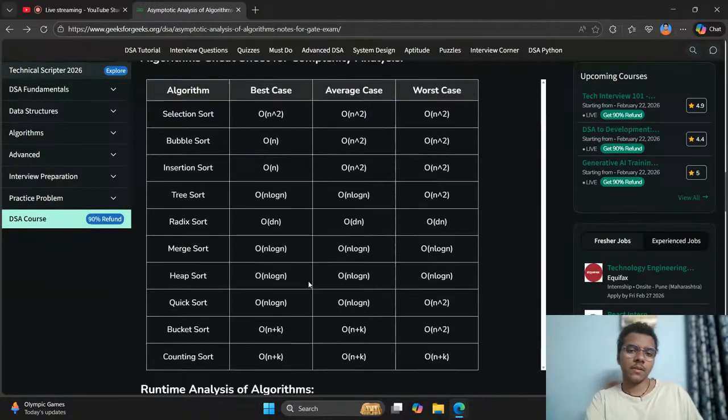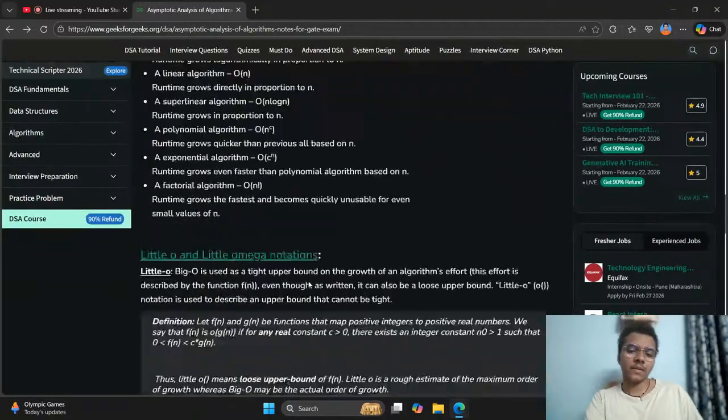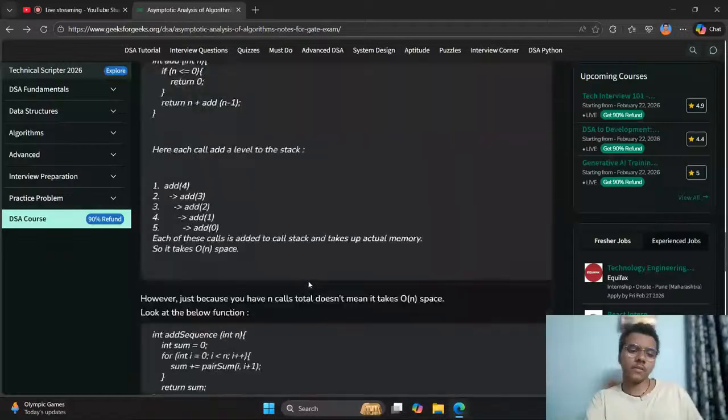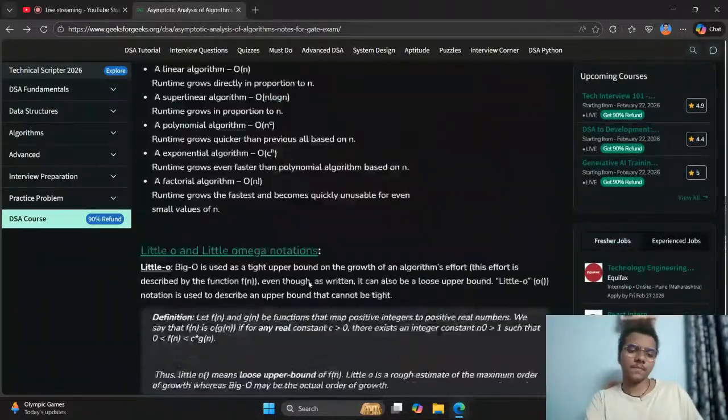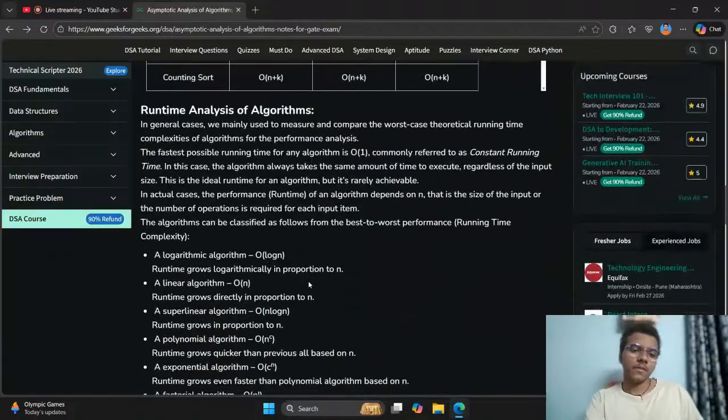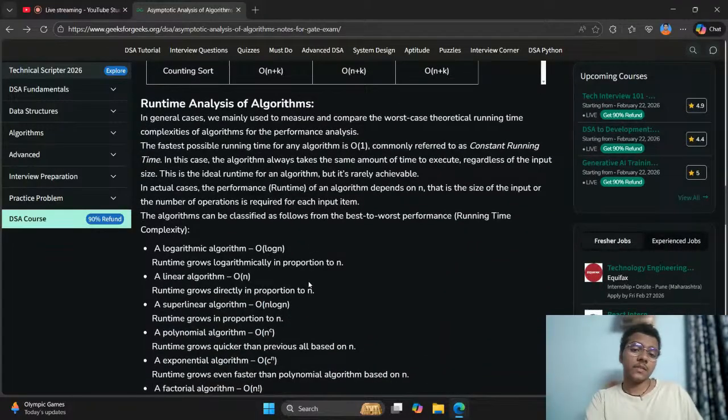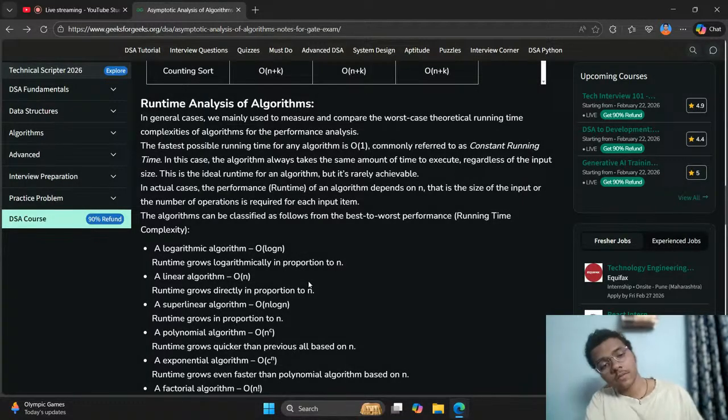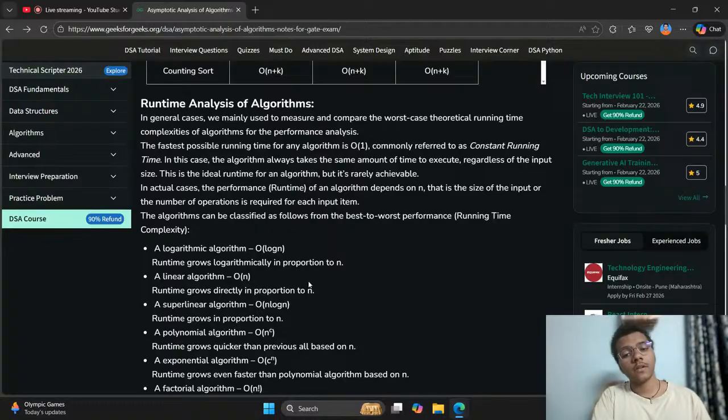Algorithm cheat sheet for complexity analysis, runtime analysis of algorithms. In general cases, we mainly use it to measure and compare the worst case theoretical running time complexities of algorithms for the performance analysis. The fastest possible running time for any algorithm is often commonly referred to as constant running time. In this case, the algorithm always takes the same amount of time to execute regardless of the input size. This is the ideal runtime for an algorithm, but it's rarely achievable.